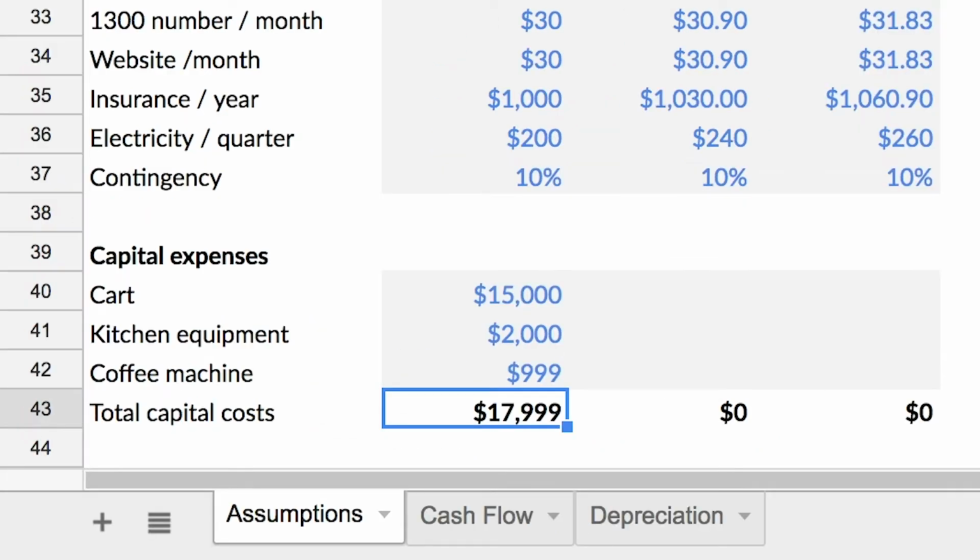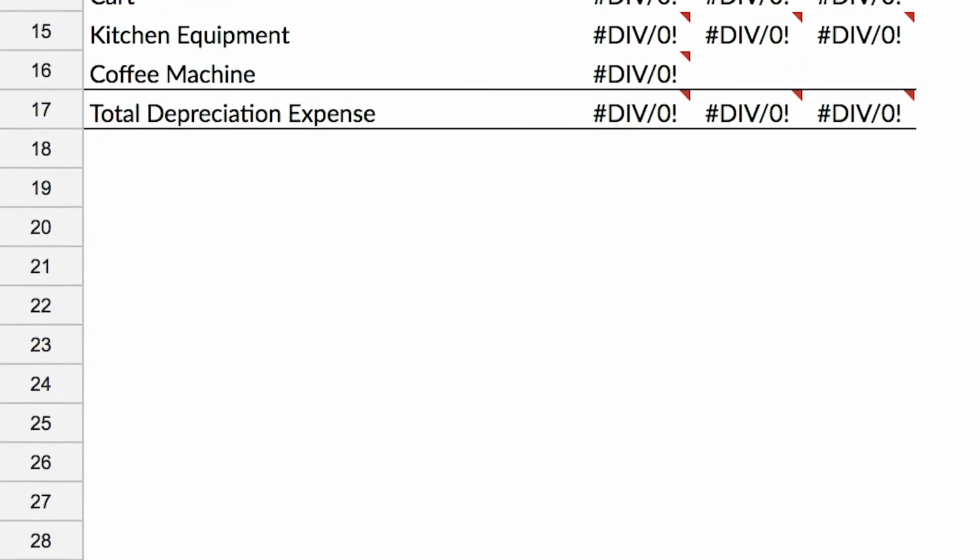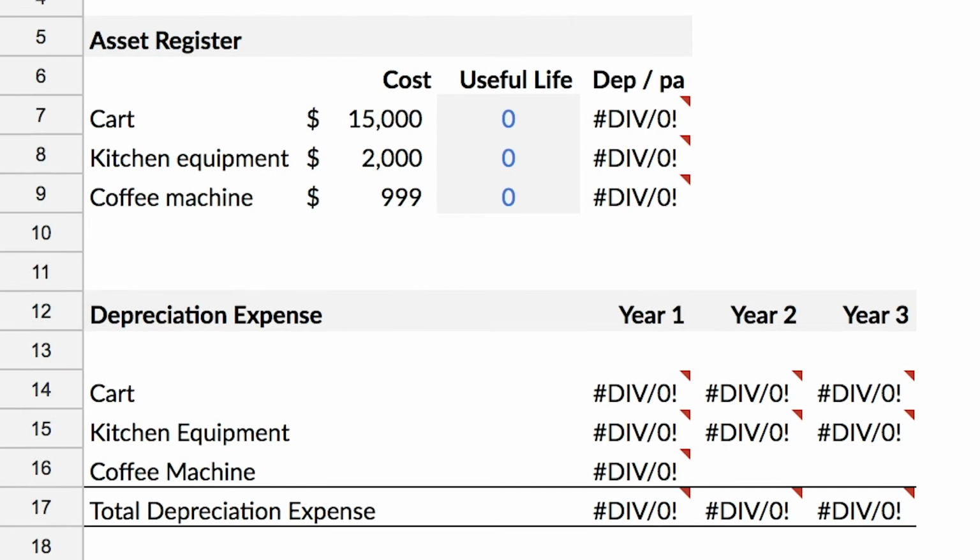We figured out we're buying $18,000 of capital items in year one, and we should put together a simple depreciation schedule to help us figure out how much depreciation expense we've got each year. We know we've got the cart, and we're pulling over the cost from the assumptions page. The cost of that cart is $15,000. The kitchen equipment is $2,000, and the coffee machine is just under $1,000.